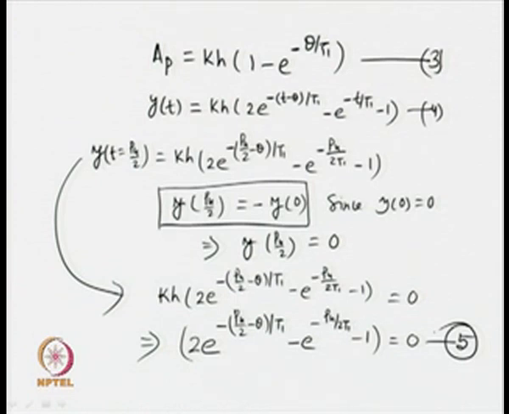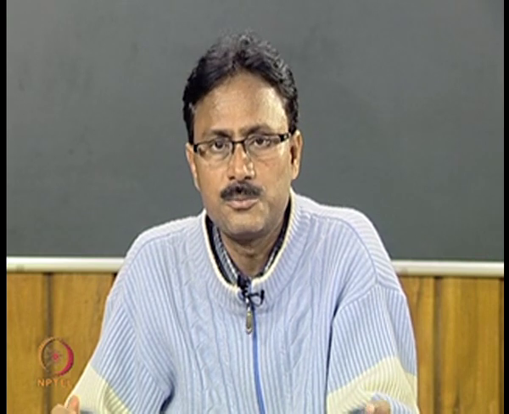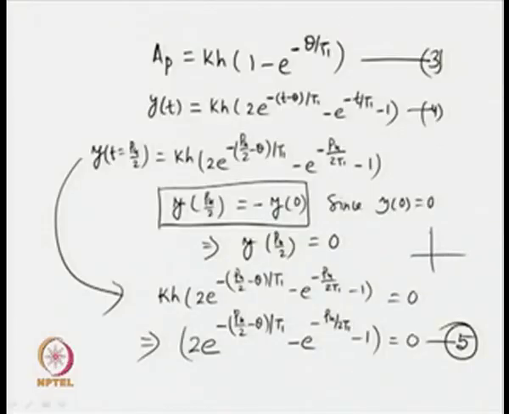Why is this so important? If sustained oscillatory output is obtained and we make measurements on the sustained oscillatory output, measurements like the peak amplitude and the half period Pu by 2, then this condition must be satisfied. Now, we have developed two expressions, expression number 3 and 5, which can be used together or can be solved simultaneously to estimate unknown parameters associated with the transfer function model.